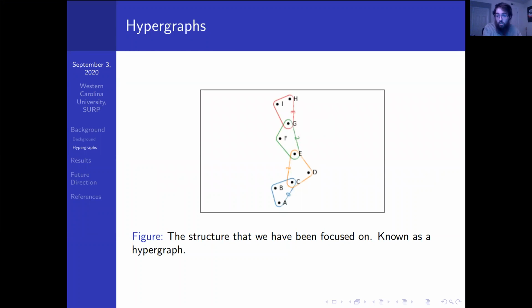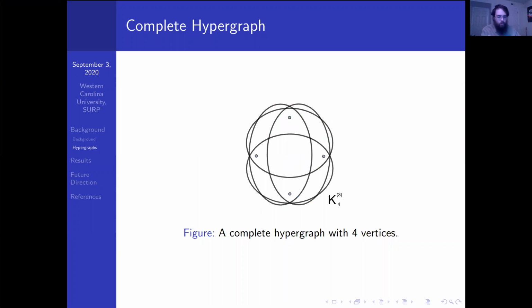The structure that we studied is called hypergraphs. A hypergraph can essentially be thought of as a collection of objects, or vertices, with some relationship with each other. That relationship is denoted by the shapes, which are called edges, and the circles or dots are called vertices, and those are the objects. One special type of hypergraph is a complete hypergraph. This is an example of the original structure that we're going to partition and try to find substructures of.